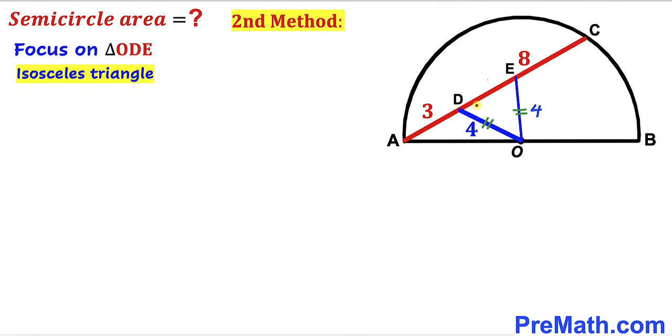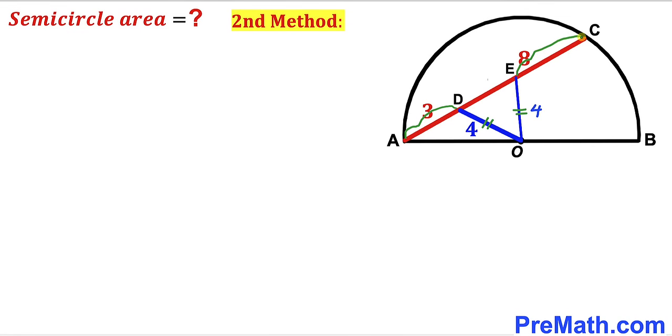And now let's focus on this triangle ODE. We can see this is an isosceles triangle since this side length is equal to this side length. And now let's make an observation. We can see that this segment AD is going to be equal to this segment EC. If this is 3, then this segment has got to be 3 units as well.